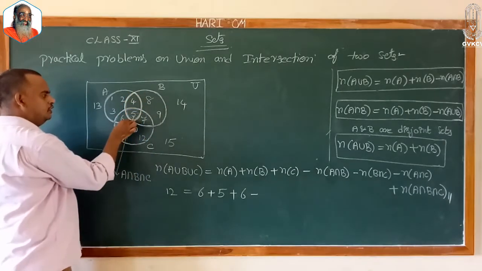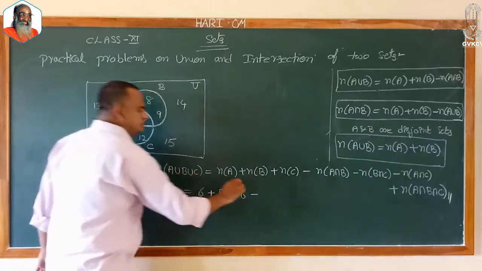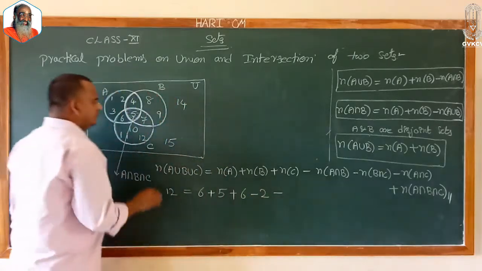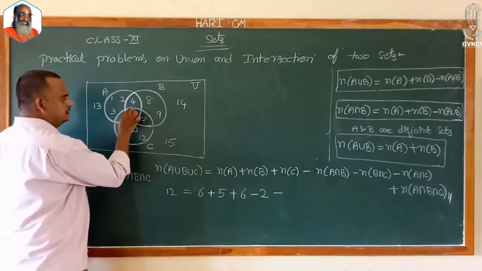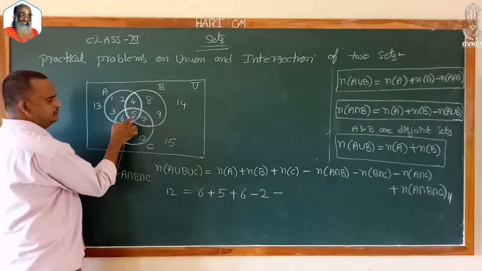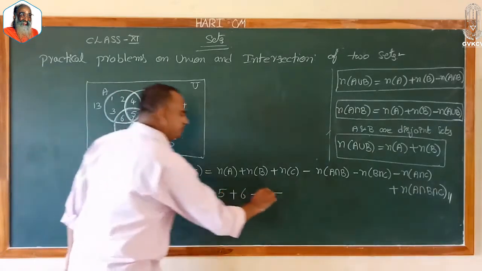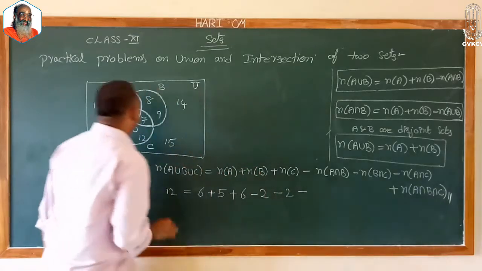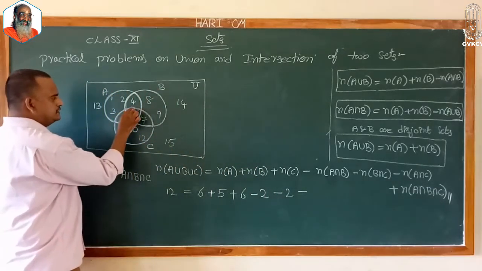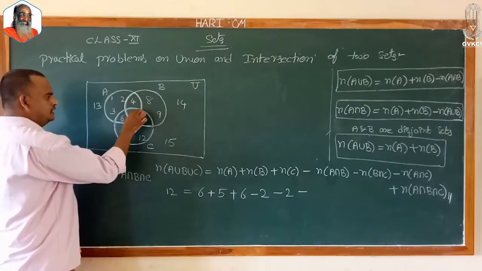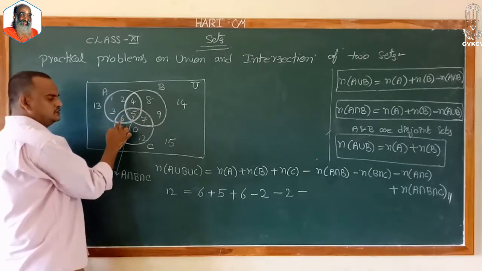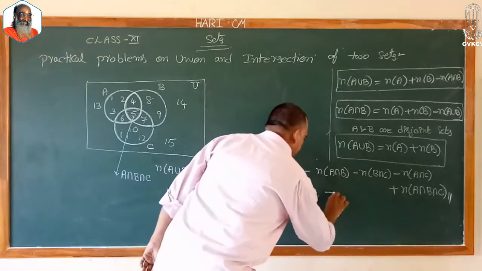A intersection B, how many elements? 4 and 5. 2 elements. B intersection C, how many elements do we have? 5 and 7. 2 elements. A intersection C, how many elements do we have? 5 and 6. 2 elements we have.